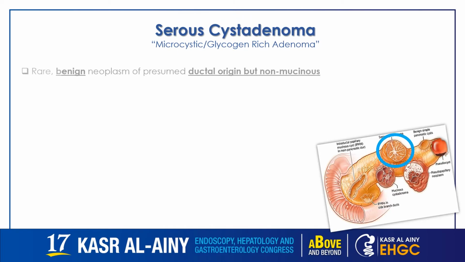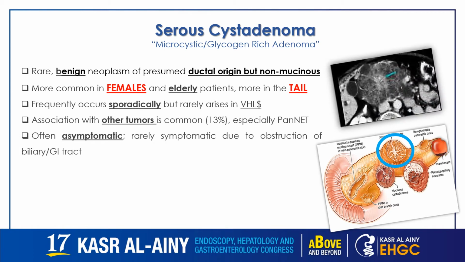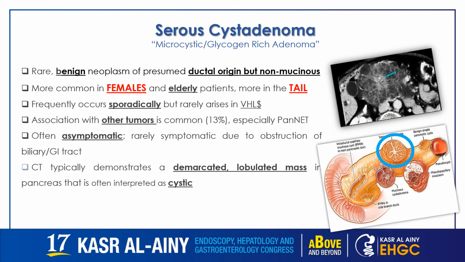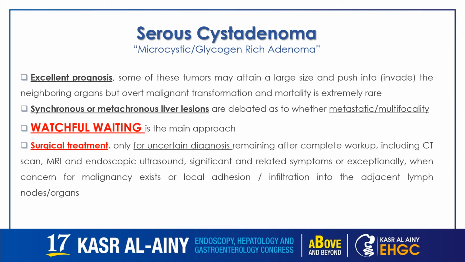Serous cystadenoma. It is a rare benign neoplasm, more common in elderly females in the tail of the pancreas. It is an asymptomatic lesion, and the CT typically demonstrates a demarcated cystic lobulated mass in the pancreas. It has an excellent prognosis.